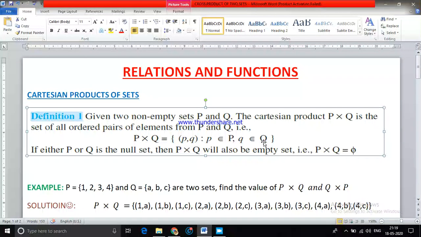In the definition we discussed non-empty sets. What happens if one of the sets is empty, or both the sets are empty? If either P or Q is the null set or empty set, then P cross Q will also be an empty set, because one element has to be taken from the empty set, but the empty set has no element. That means you cannot make an ordered pair. So the cross product of the empty set with any other set will again give you an empty set only. Okay, so this is the definition.